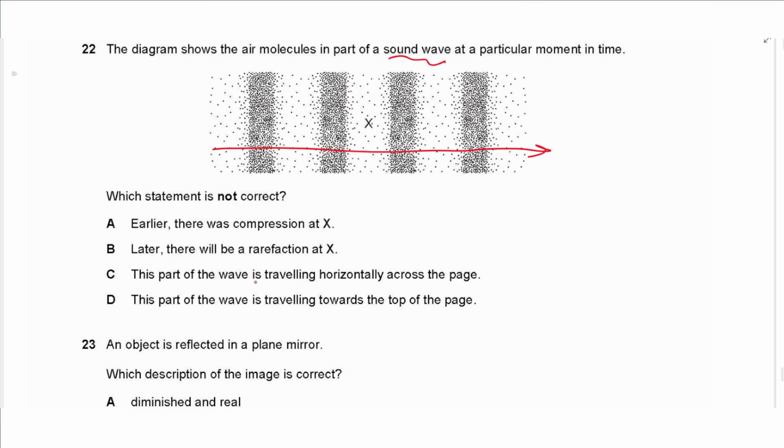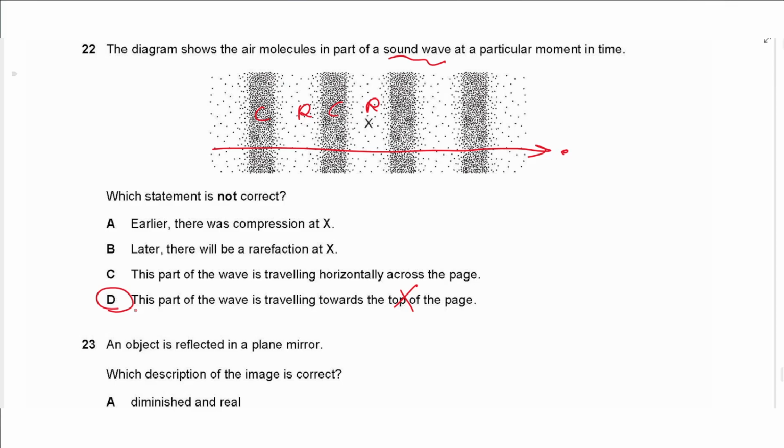This part of the wave is traveling horizontally across the page. This is correct. This part of the wave is traveling towards the top of the page. No. Compression, rarefaction, compression, and rarefaction, that actually gives the direction of the wave. So the wave is moving to the right. So D is the answer.